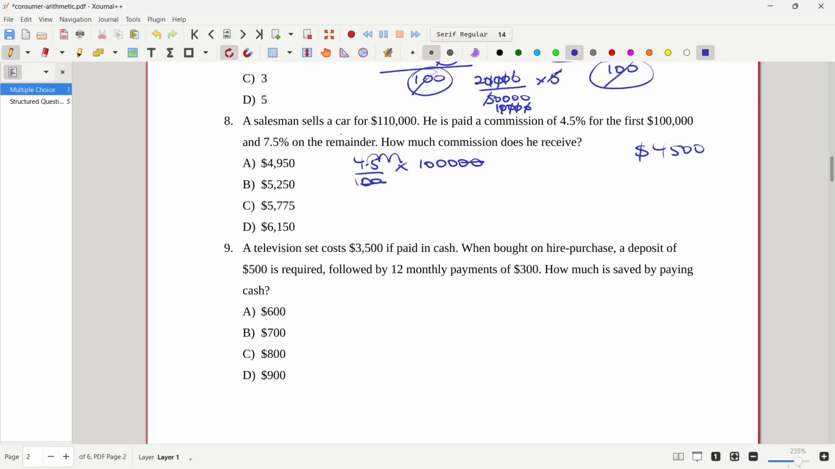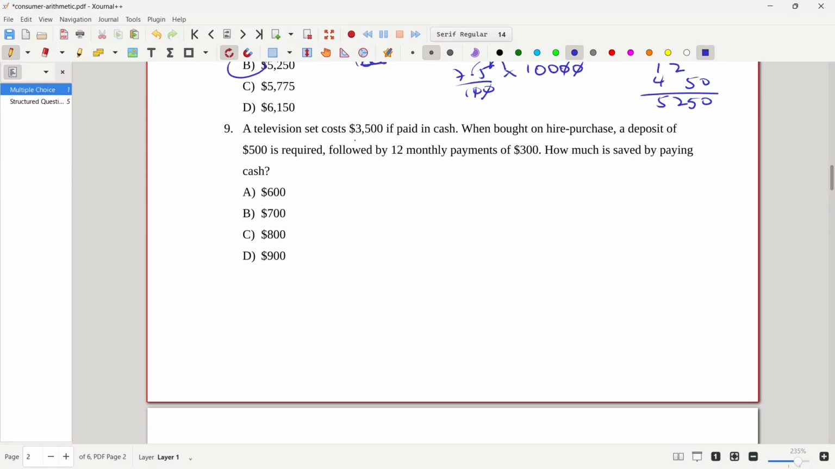Then he gets 7.5% on the remainder. The remainder from the 100,000 is 10,000. So I'm going to say 7.5 over 100 on the 10,000. I'm canceling 2 zeros, and then shift 2 decimal places. So I'm adding 750. Adding these together, 7 and 5 is 12, with a 4 and a 5 with a 0. And this is going to be 5,250. So I'm going to get B.